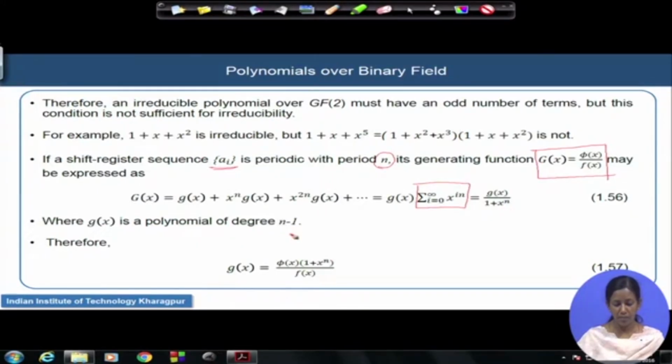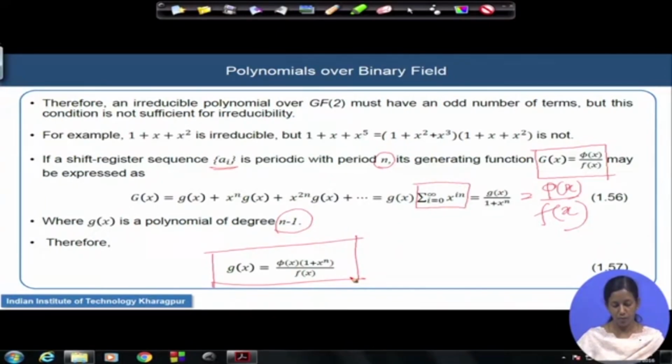Now, g x is a polynomial which should obviously have a degree of n minus 1. Therefore, if I write down this expression and substitute its value from here, we end up with this equal to phi x by f x, and so small g x will be equal to nothing but phi x into 1 plus x to the power n by f x. This is another important conclusion in the context of code design.